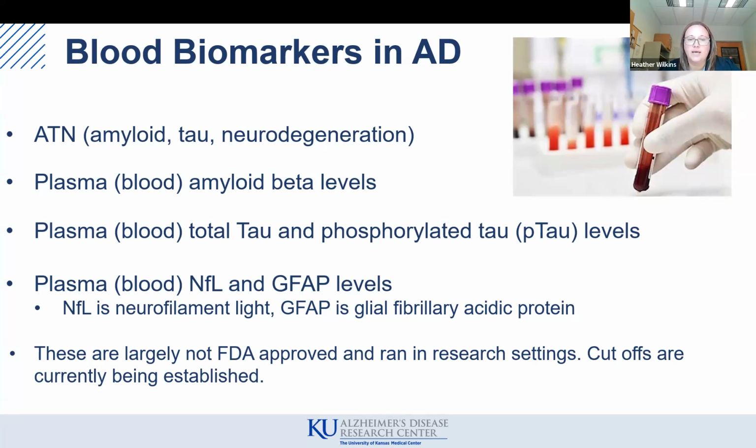So these are actually proteins that, when cells in the brain die, they release. And so it tells us, again, about that cell death in the brain. Again, these are not largely FDA approved and are mostly run in research settings because cutoffs are not clearly established, but they're currently working on being established. There are some plasma-based phosphorylated tau biomarkers that I believe are close to FDA approval. So my talk could be incorrect in the next couple of weeks, just as an example. And NFL, plasma neurofilament light, is FDA approved as well.